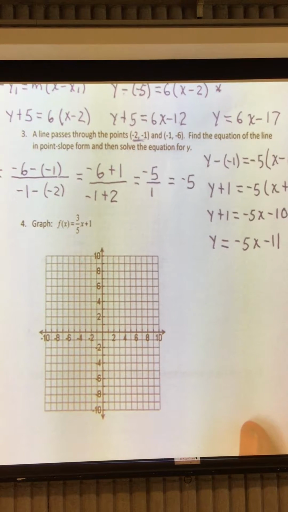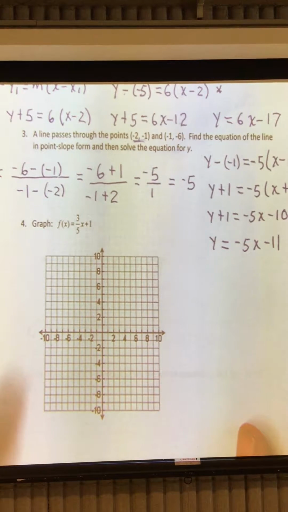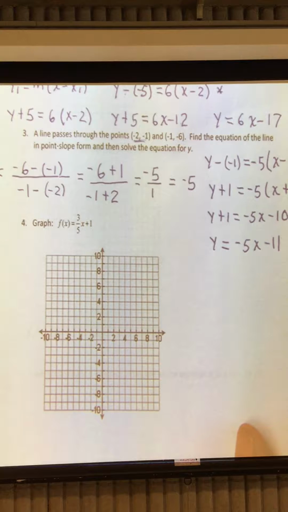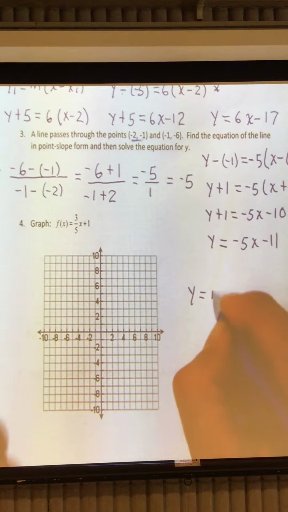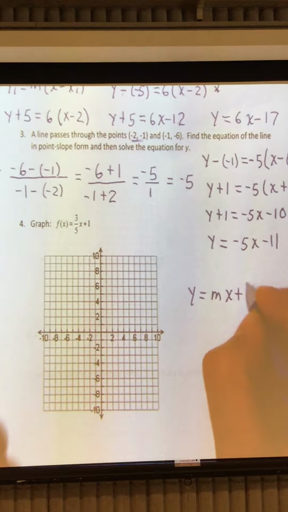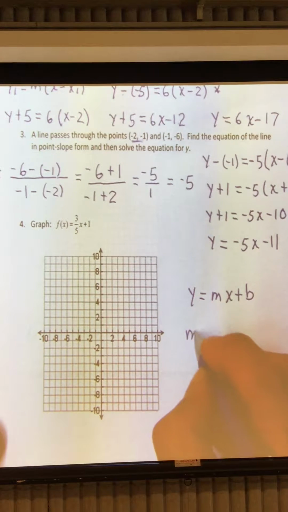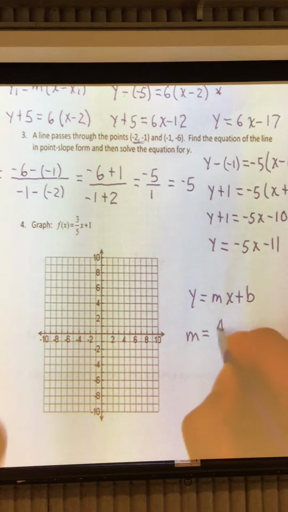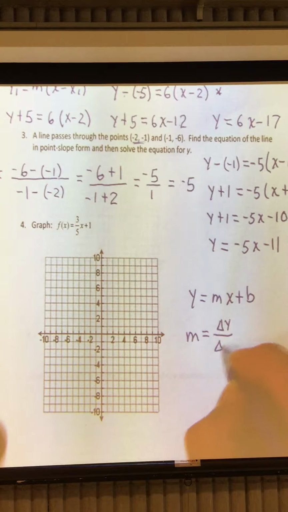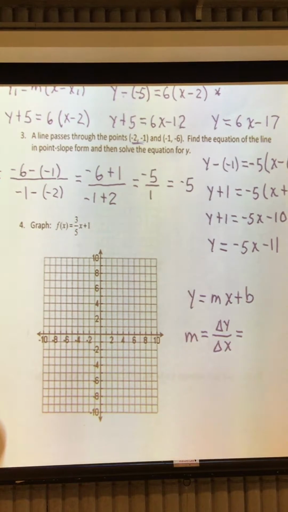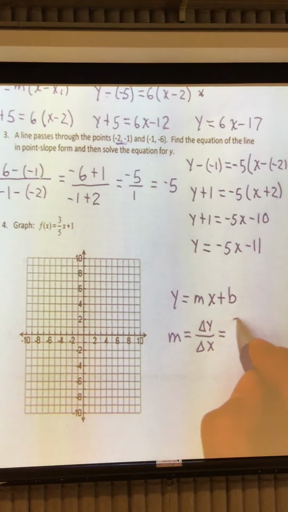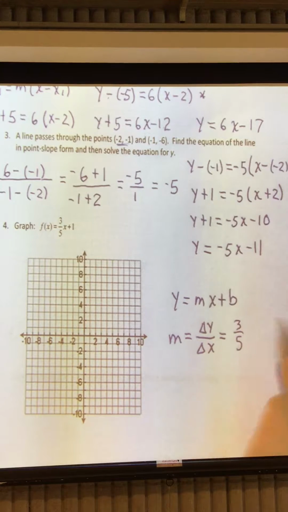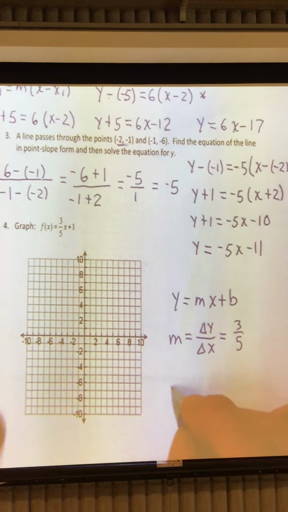Problem 4. Graph the linear function y equals 3/5 x plus 1. This function is written in y equals mx plus b form, where our m represents the amount of change in the y values divided by the amount of change in the x values, and that's given here to be the coefficient of x, 3/5. In order to use that slope to graph the line, we also must have a point on the line, and we do.